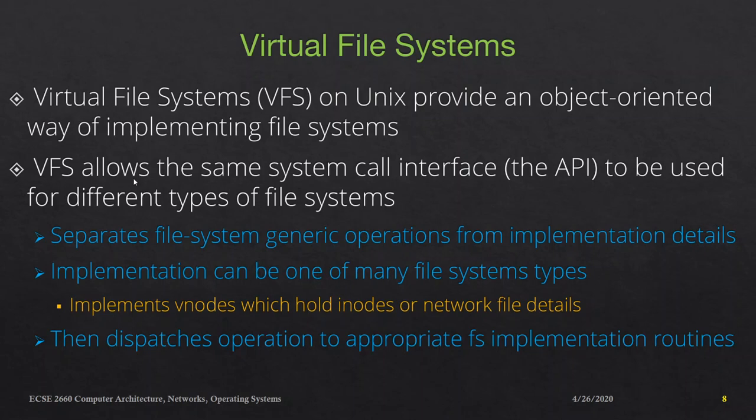So VFS allows the same system call interface to be used for different types of file systems. It separates file system generic operations from the implementation details, and it implements those vnodes which hold inodes or network file details, so data structures that hold metadata. Now we are going to use vnodes so that sharing can happen across different file systems. Then it dispatches the operation to the appropriate file system implementation routines. We'll take a look at some example routines in just a bit.